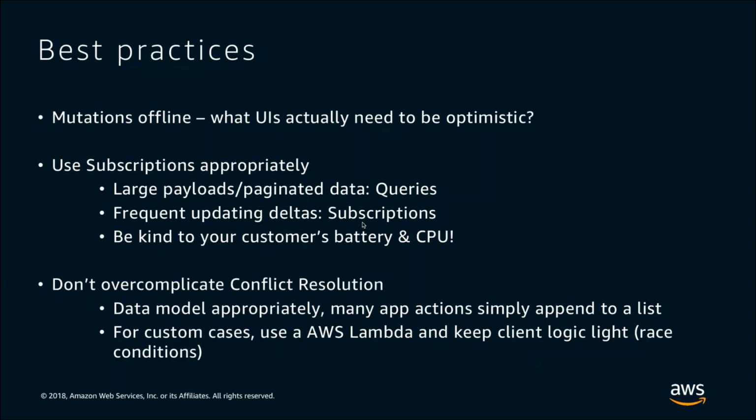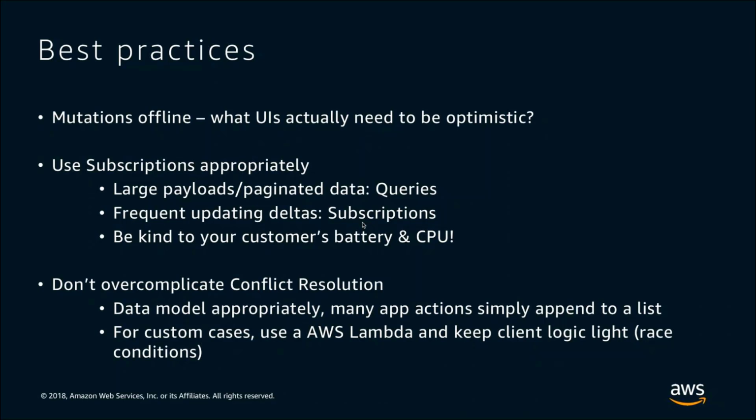Be kind to your customers' battery and CPU. This is super important because with the AppSync SDK, if you have a lot of subscriptions, then you might end up having long-lived WebSocket connections to the AppSync service. So it might be draining customers' battery. Other important things to note with subscriptions is the order of delivery is never guaranteed. So make sure that you're handling that on the client. And message duplicates can occur. So you might want to have a dedupe strategy on your clients.